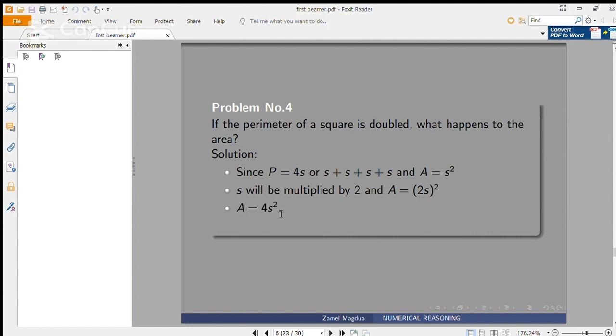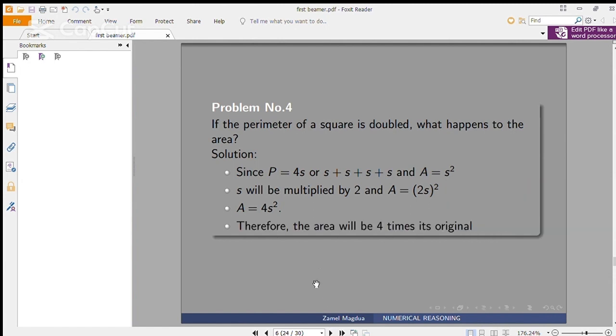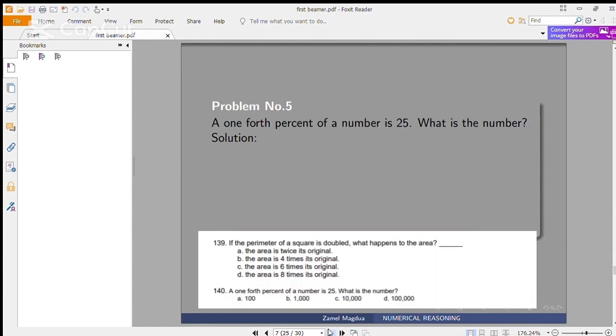And then area of square is equal to 2s raised to 2. Then, we are going to distribute the power to 2 and s, so it will become 2 raised to 2, and s raised to 2, and then solve for 2 raised to 2. Thus, 2 times 2 equals 4, and the area now will become area equals 4 times s raised to 2. Therefore, if the perimeter of a square is doubled, the area will become 4 times its original. Thus, the answer is letter B.